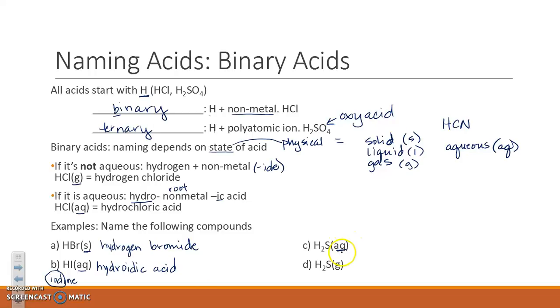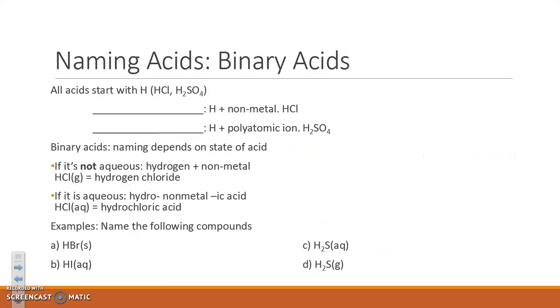This one, H2S, is aqueous, so we would have to name it hydro. Now, if we were to take the root of sulfur, we would say sulf. But if we called it sulfic, that just sounds silly. It doesn't sound right, so we don't do that. We take the whole thing and say hydrosulfuric acid. That sounds so much better. Sulfic sounds puny and wimpy. We don't want that. What about H2S with a gas after it? Because it's just gas, we would name it hydrogen sulfide.